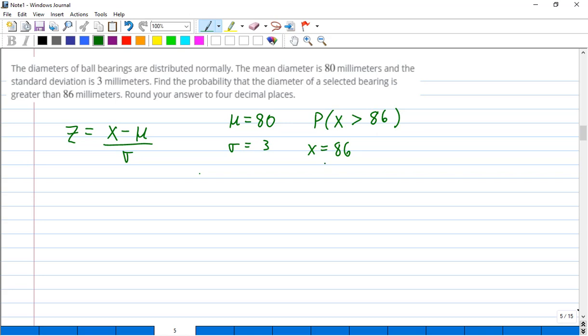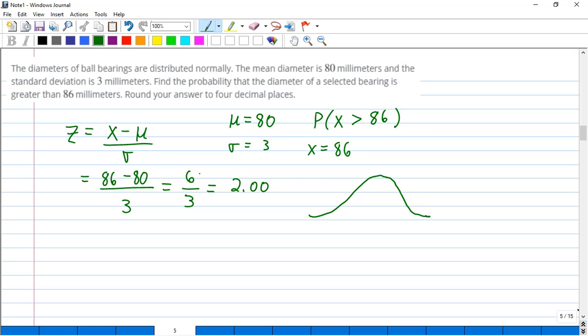Remember, that's not the way that our tables are made. So what we'll do is we'll get the area to the left, and then we'll say 1 minus that area, and it'll give us the one to the right. Okay? So let's figure out the z-score first. So we have to say 86 minus 80 divided by 3. Well, that is 6 divided by 3. And we always rounded this to 2 places because of our z-score chart. That's 2.00. All right, so I'm just going to draw you a little picture of what we're actually finding.